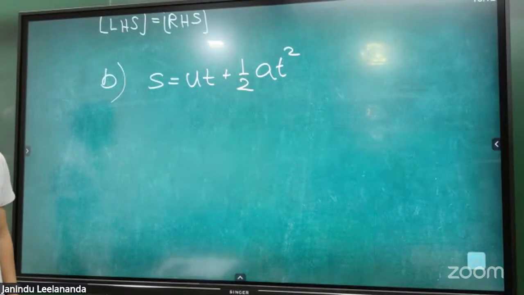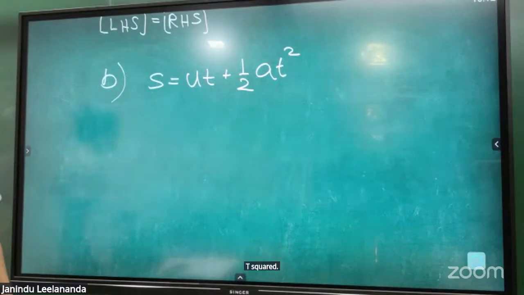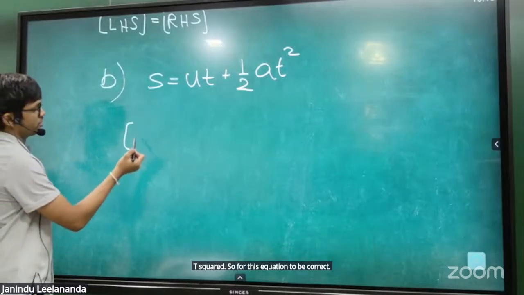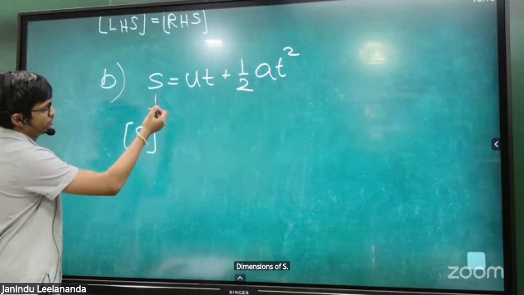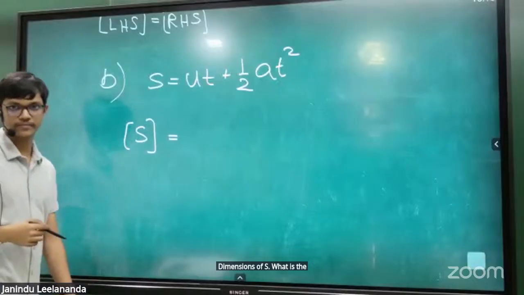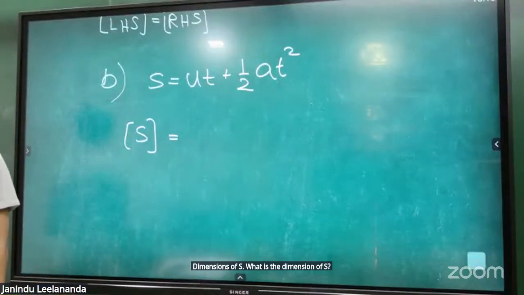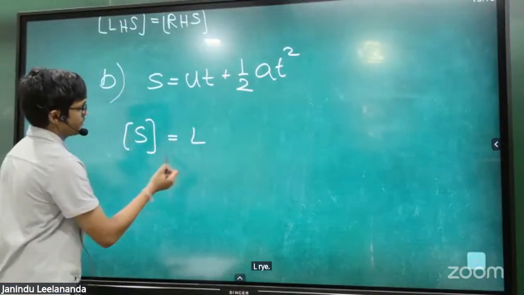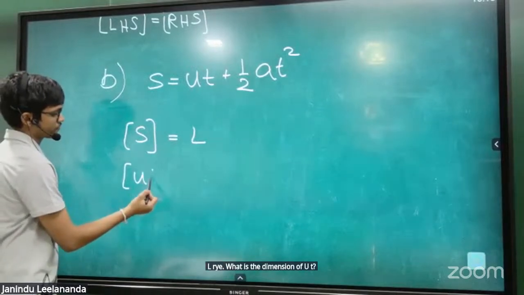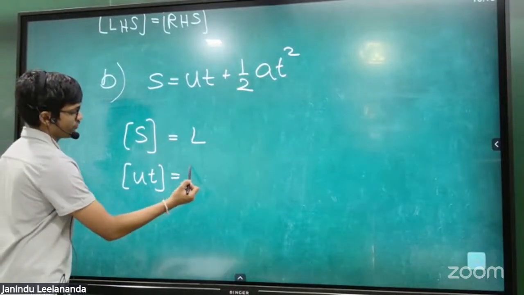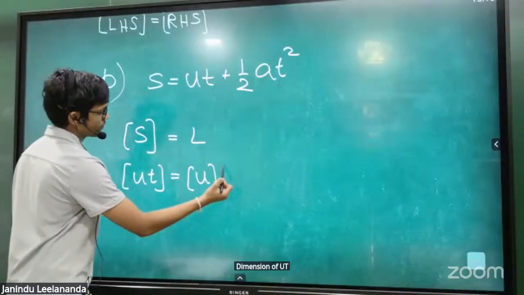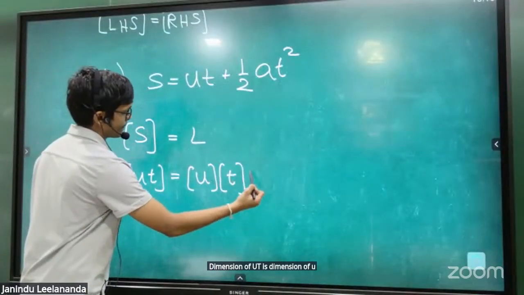S equals ut plus half at squared. So for this equation to be correct, the dimensions must match. What is the dimension of S? L, right? What is the dimension of ut? The dimension of ut is the dimension of u times the dimension of t.